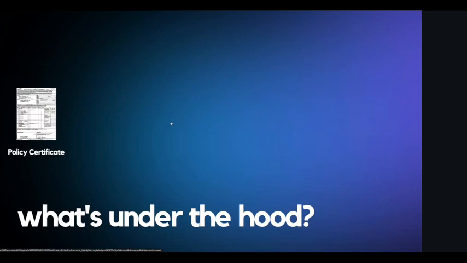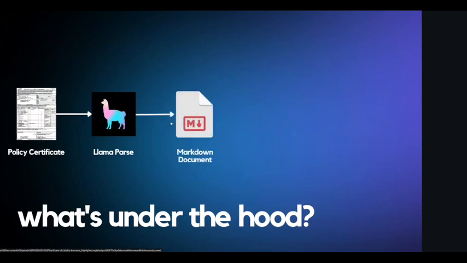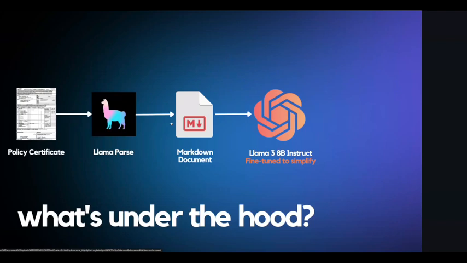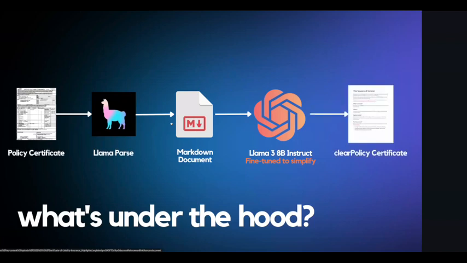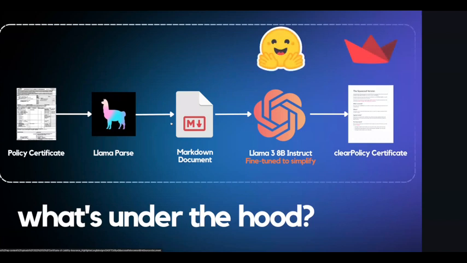So we take a policy certificate, we parse it through LlamaParse, outputting the markdown. Then we use a fine-tuned model, Llama 3 8B Instruct, fine-tuned to simplify, and it spits out a ClearPolicy certificate. All this backed by Streamlit UI and Hugging Face inference endpoint.